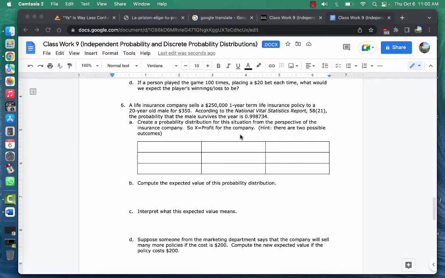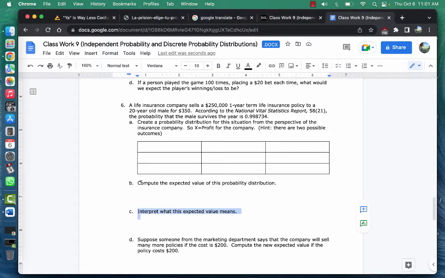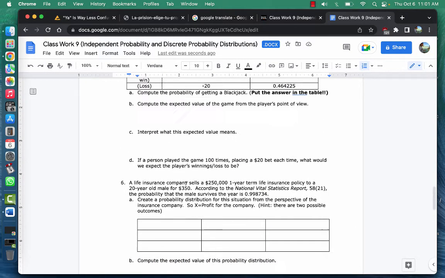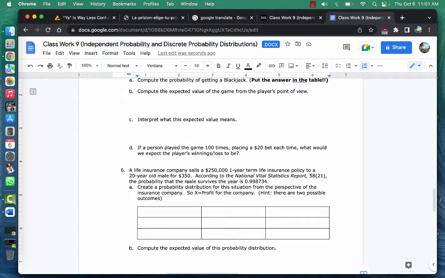So this is our first expected value problem. The point of this problem is to compute the expected value and then understand and interpret what that means. This is the first one that we will do where we have a word problem, a real life situation, and we're going to have to set up the probability distribution.